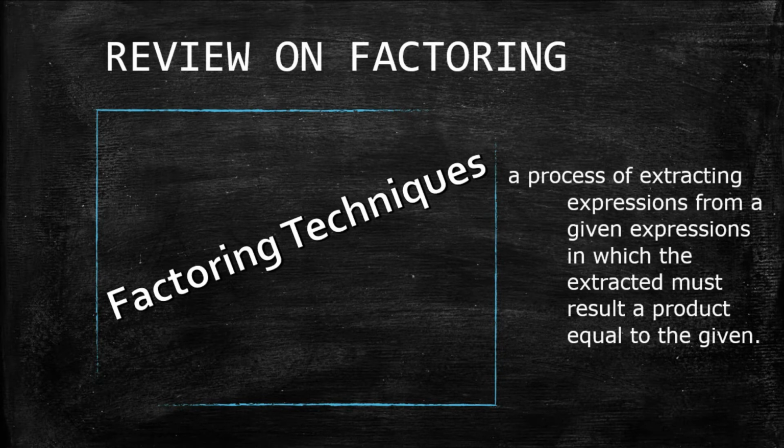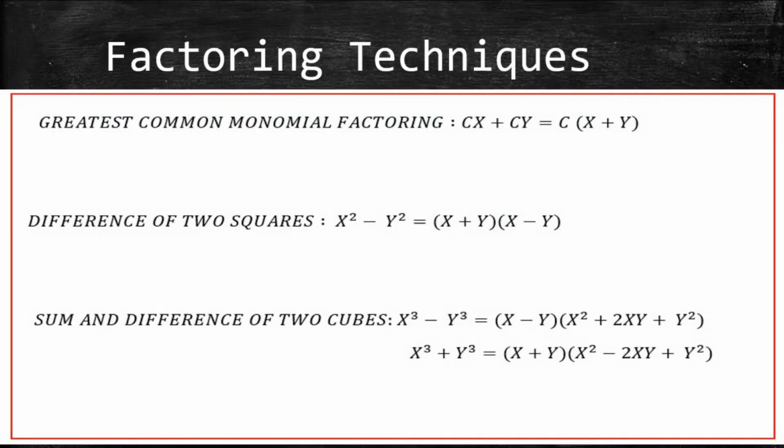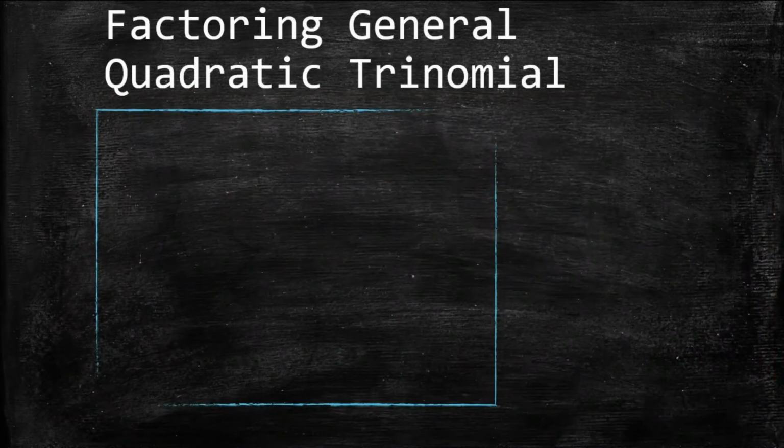Factoring is a process of extracting expressions from a given one. The extracted expressions must result in a product equal to the given. Here are some common factoring techniques. Among all of these, factoring quadratic trinomial gives students a hard time to complete.